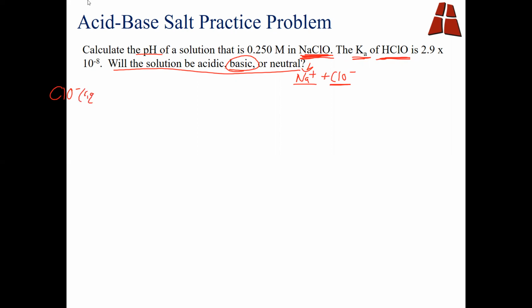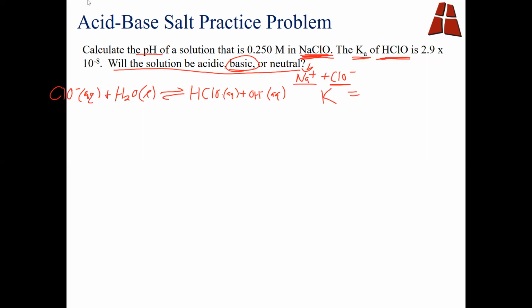We can write out a reaction with water with that, so with H2O, and that will be a liquid, of course. That will be in equilibrium with our conjugate acid HClO, which will be soluble, and OH minus, which will also be soluble, right? So that is our chemical reaction of interest. We can also write out our K expression here.